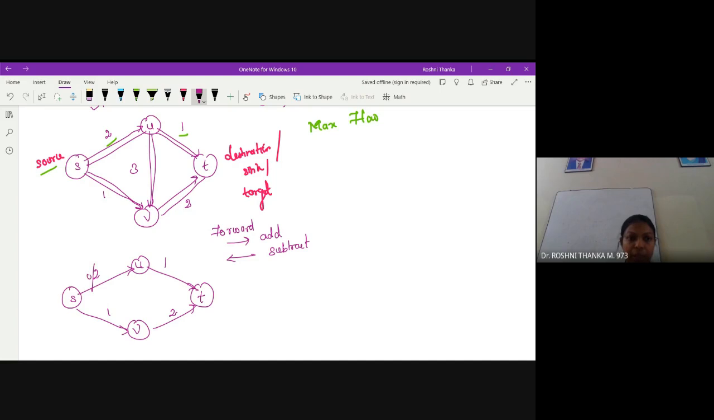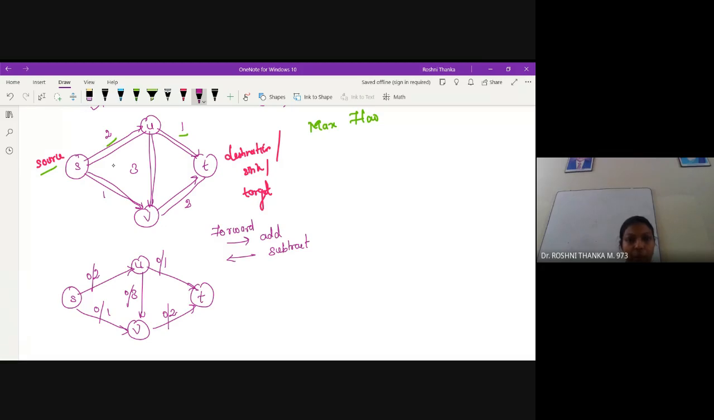Initially we are not sending anything through this path, so initially 0 is there. Now there is another path through this also. Initially nothing is sent through this path. So initially we have 0, 0, 0 everywhere. Here is also 0. Nothing is sent initially. So now what we have to do is find a path.